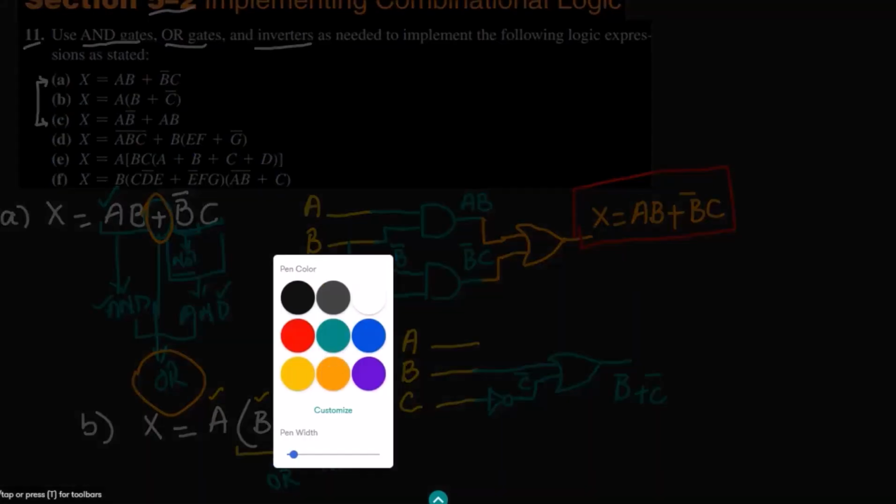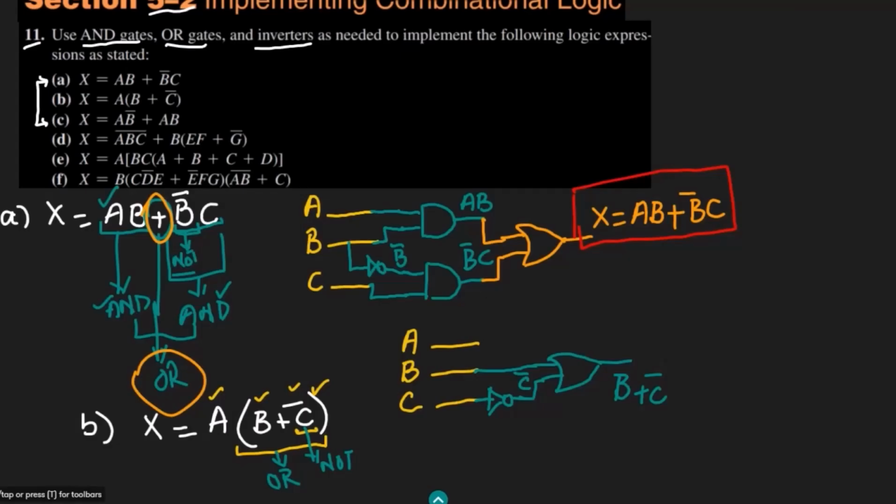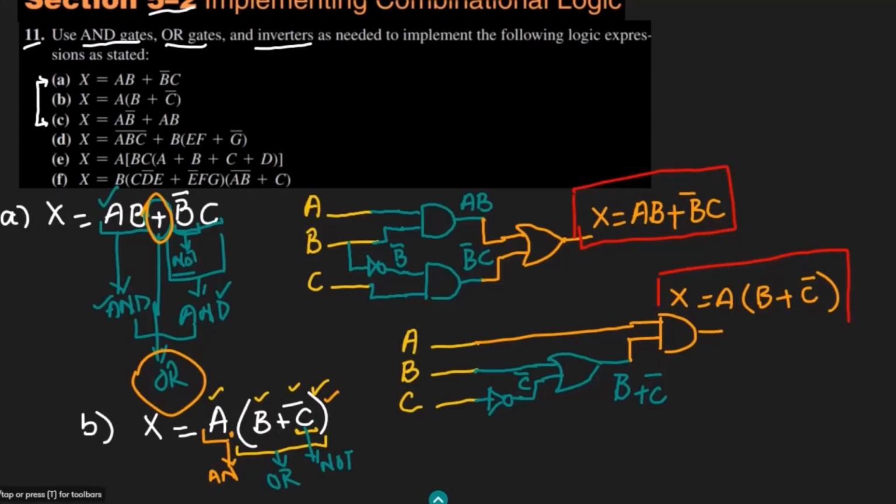So after it, let me use another color, and after it, this and this bracketed one are ANDed together. So here I have to use the AND gate, a 2 input AND gate, and the output of it will be the combination of these 2 inputs. So here I will have A multiplied by B plus C complement, and this is X, the required output which I had to find out. So this is the answer of part B here.